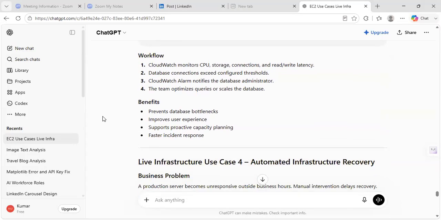Then what are the benefits? It prevents database bottlenecks, improves user experience, supports proactive capacity planning, and enables faster incident response. These are the benefits.